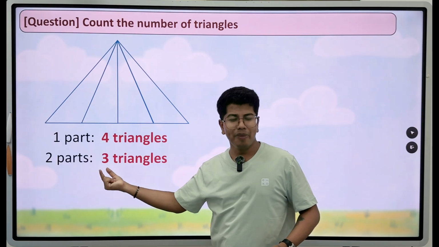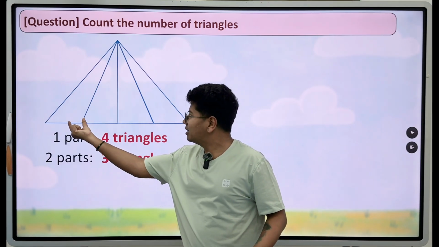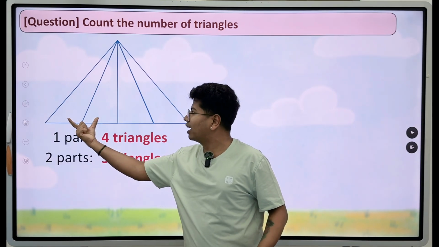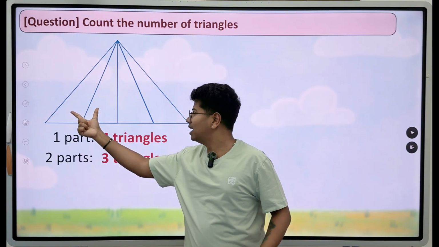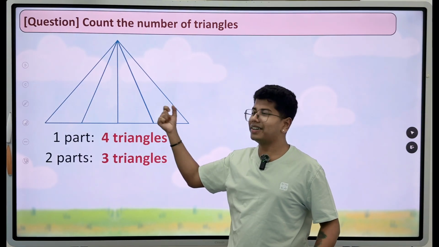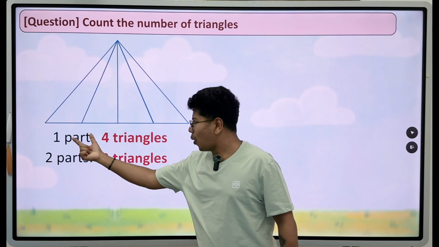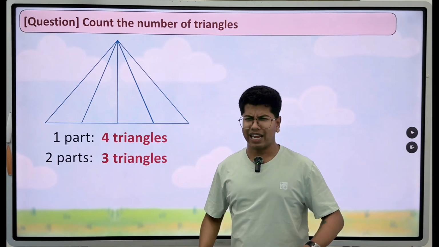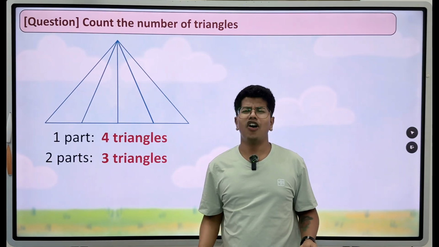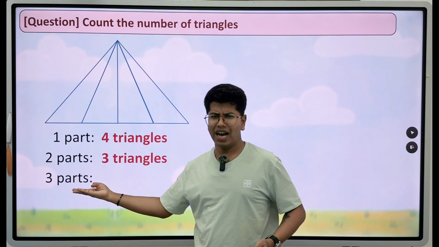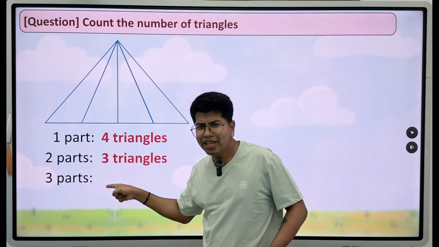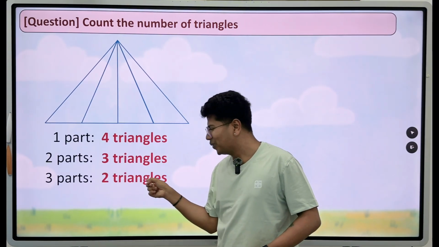That is 4 becomes 3. So 4 becomes 3 and we can check. See, this is a triangle, another triangle. We combine one triangle. Second triangle, third triangle. There are 3 triangles. So 1 part I have calculated, 2 parts I have calculated. Now 3 parts. So here 4, 3. The next one will be just 2. So I'll write down 2 triangles.